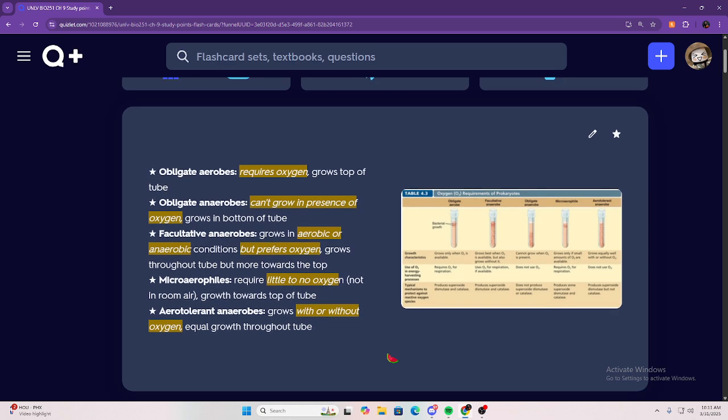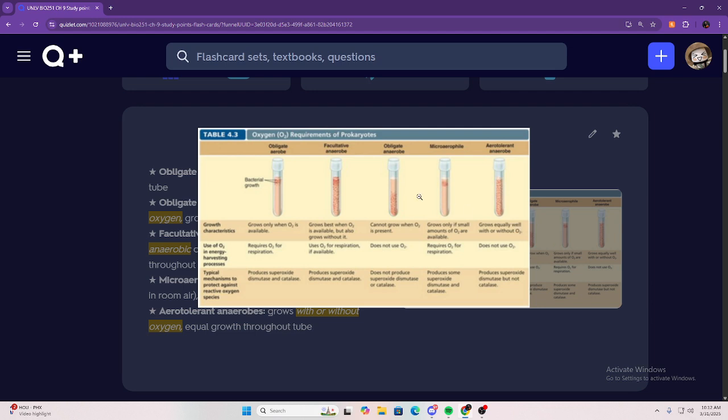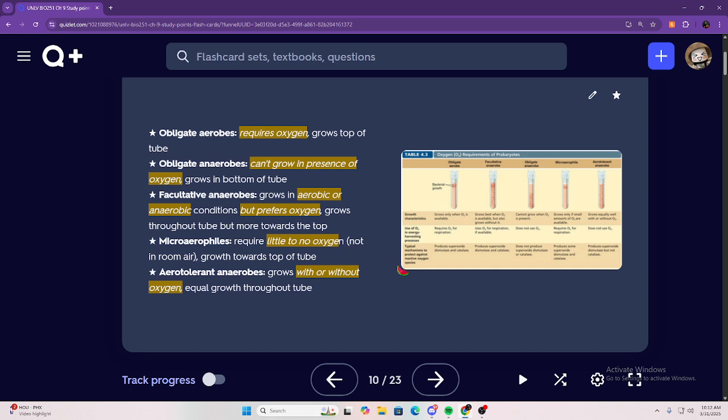And then an obligate anaerobe means it cannot grow in the presence of oxygen. You can think of it like anti and aero, oxygen, right? So anti-oxygen. They can't grow in the presence of oxygen. So oxygen will be less present towards the bottom of the tube, which is why obligate anaerobes grow towards the bottom of the tube, and there's no growth at all at the top.